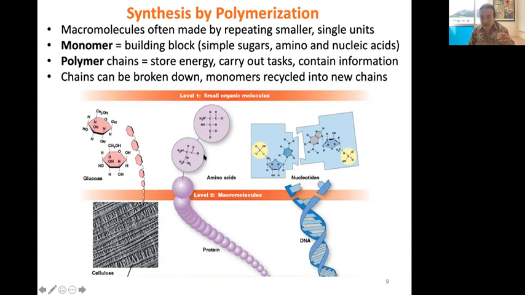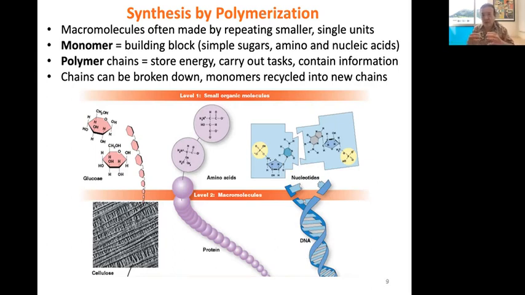Amino acids that you see here can be strung together to form a long chain that eventually folds up to form a protein. Or nucleotides like A's, T's, C's, and G's, right? They are individual building blocks. They are monomers that can be linked together to form something like a long nucleic acid chain like DNA.